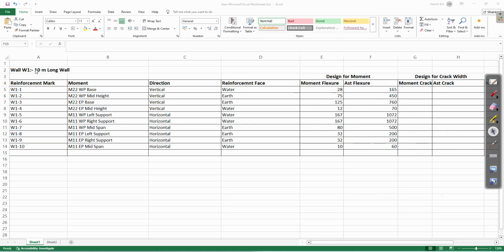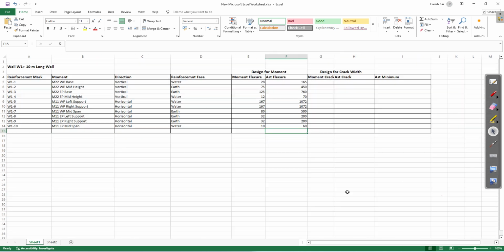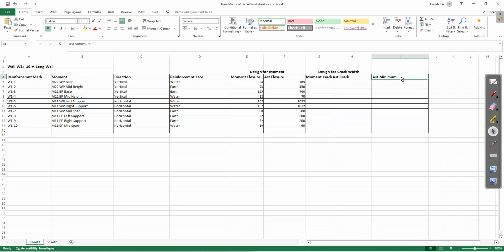So, similar calculation has to be repeated for 8-meter long walls. Next, we will see how to calculate AST minimum.